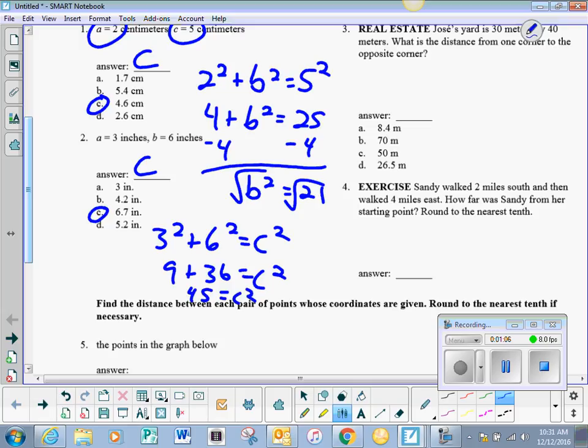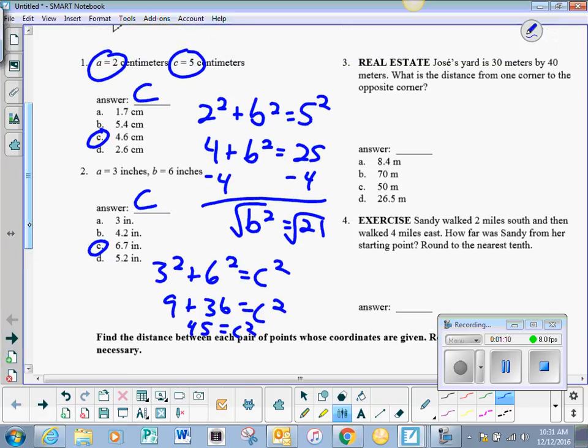Number 3, we have Joe's yard is 30 by 40. So Joe's yard is 30 by 40, and they want to know what is the distance from one corner to the next. So that's the diagonal, that's the hypotenuse, and that's a Pythagorean triple, 30, 40, 50, so that's C.